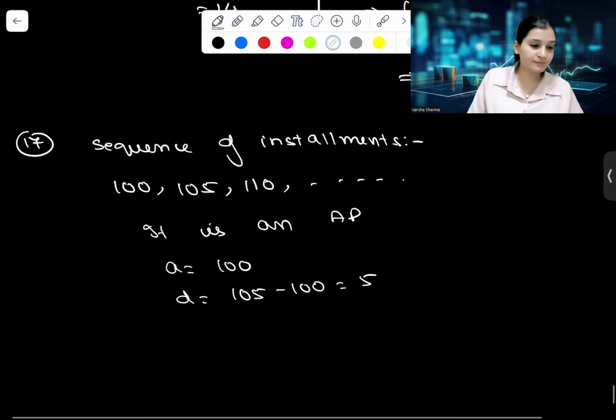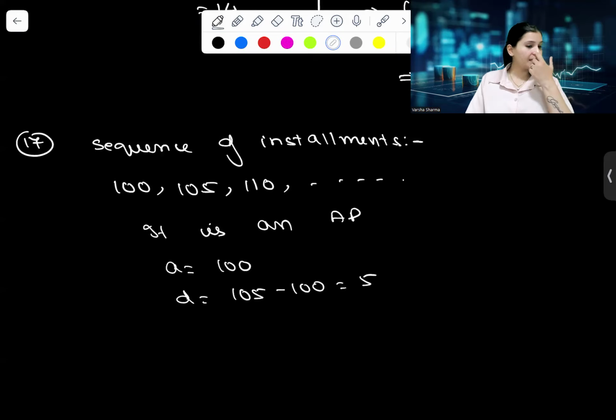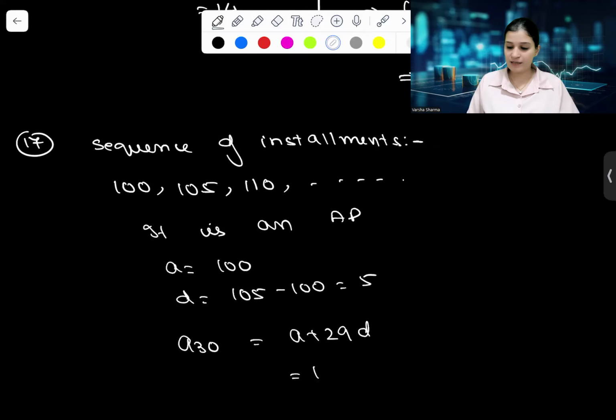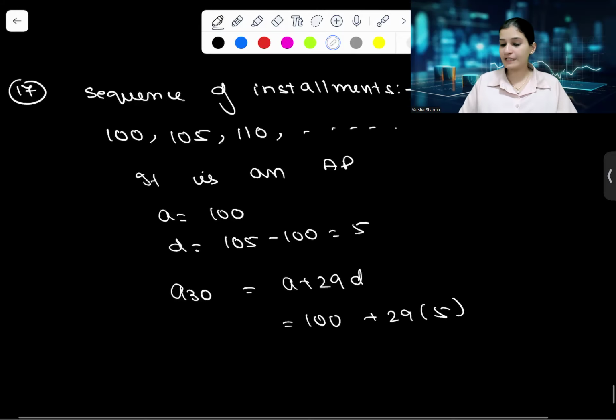What we want is what amount he will pay in the 30th installment. They are only talking about that particular installment. So what do I need to find? A and A30. So A plus 29D. 100 plus 29 into 5. 145 plus 100, 245.